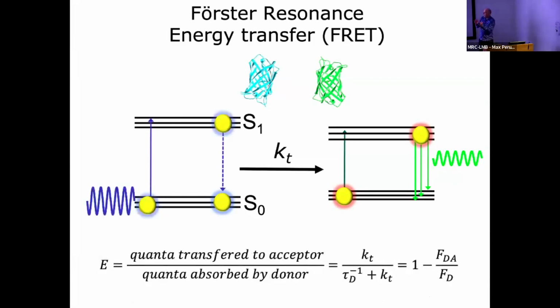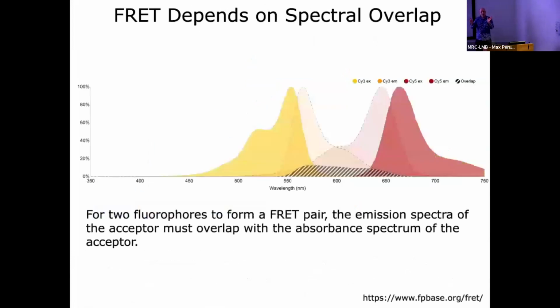And the energy transfer really is dependent upon the amount that's stored by the donor, that's the one you excite, against the quanta transferred to the acceptor, which is the one that then obviously gives off the fluorescence. And that's related to the transfer time and then the lifetime of the donor. So we can figure that out. And FRET only occurs for certain fluorophore pairs. They need to have an overlap between the emission of the donor and the excitation spectrum of the acceptor.